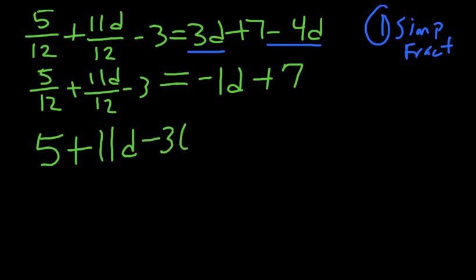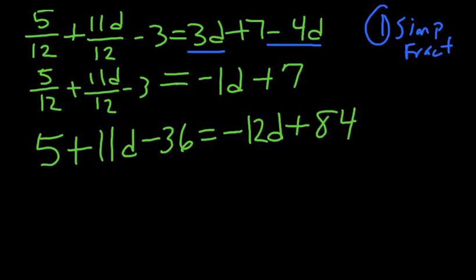36. Then I'm going to multiply this by 12. So I'm going to get negative 12D. Then I'm going to multiply this by 12. 7 times 12 is 84. So that's going to give me plus 84.